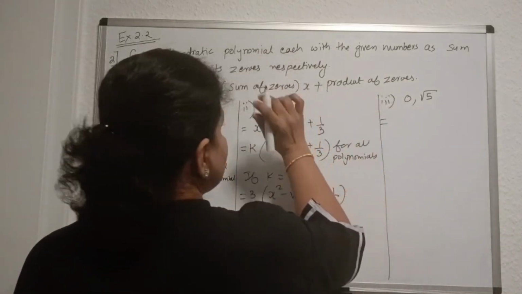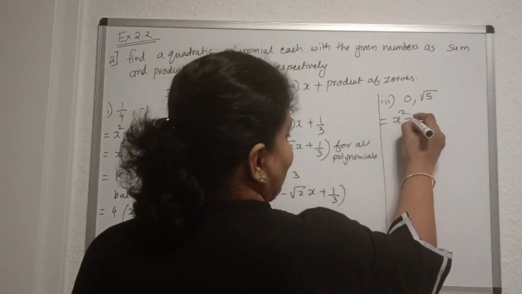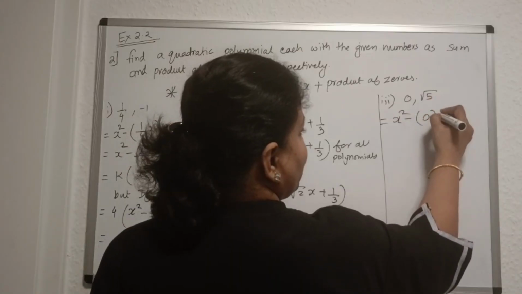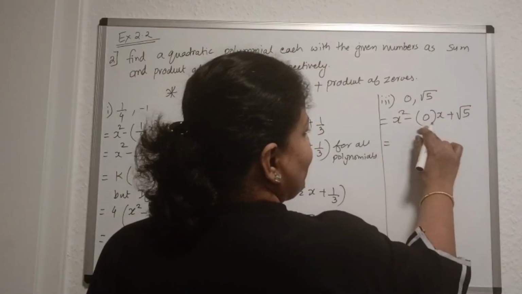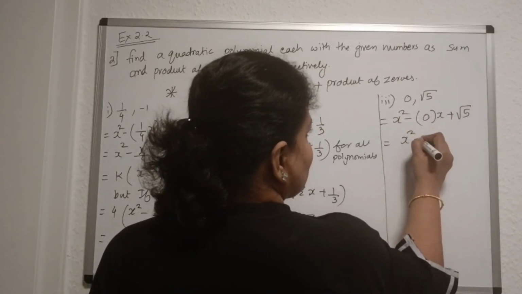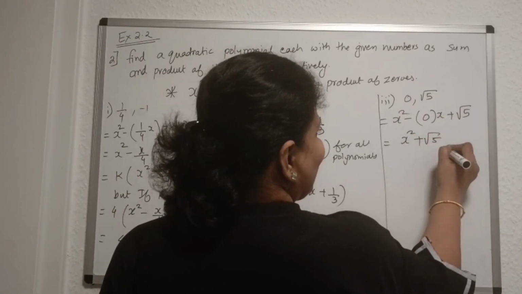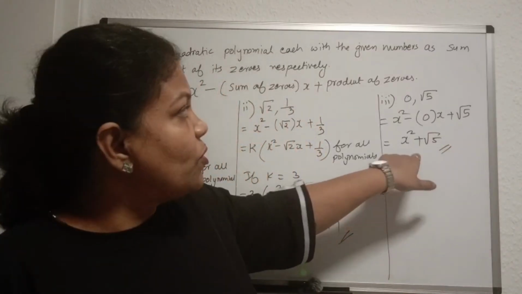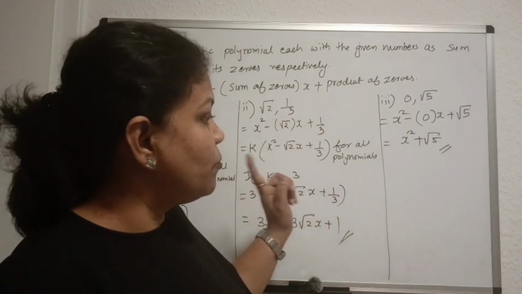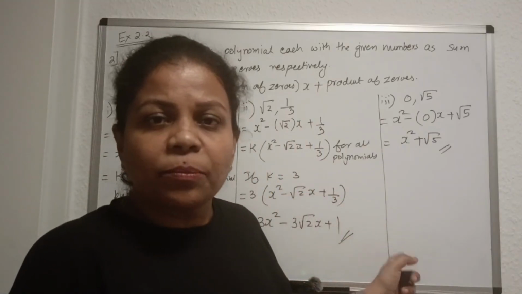Here again you will use the same formula. It will be x square minus sum of the zeros is 0 into x plus product of the zeros is 5. So you can see the middle term is not existing. You will write x square plus root 5. Simply, this is easy because there is no denominator. Understood? Let us go for the last fourth, fifth and sixth questions of this particular question.